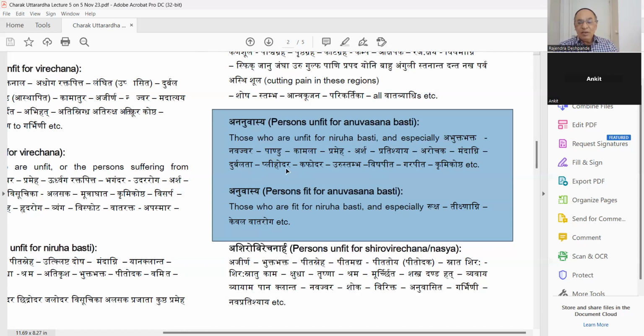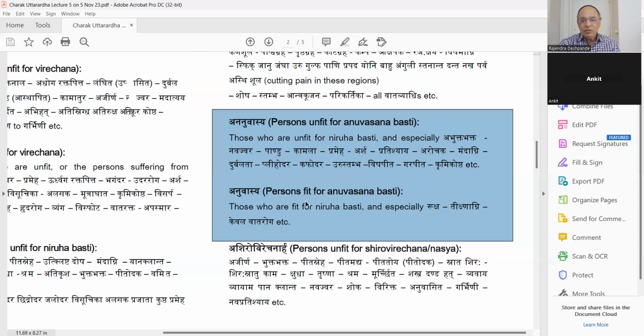Durbalata, very weak. Plihodara, problem with the spleen, splenomegaly, and also ascites. Then Kaphodara, Urustambha, that means very strong stiffness in the thigh muscles. Then Garavisha, toxins. Krimikoshta, if there are worms, don't give only the Anuvasana Basti. There you can give Asthapana Basti with Krimighna Kadha decoction.